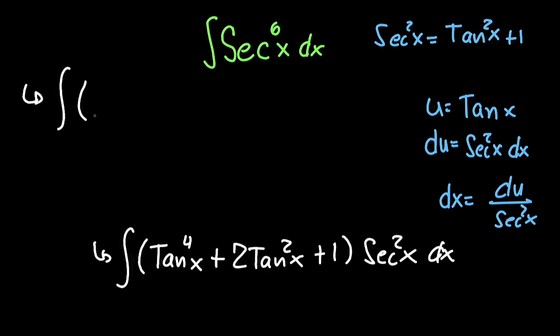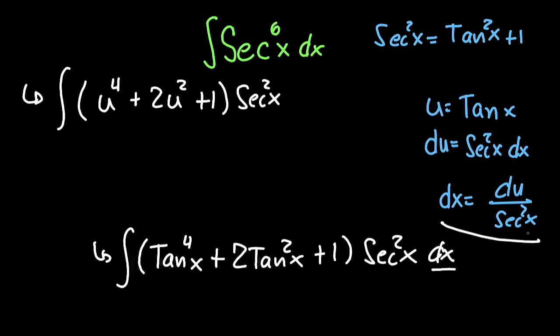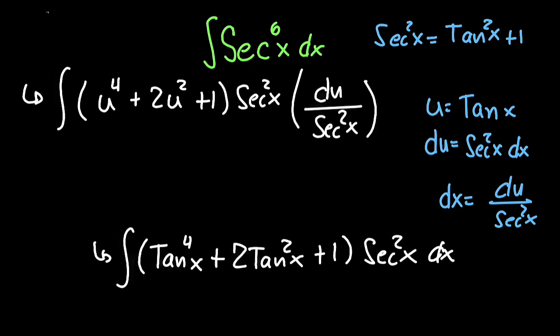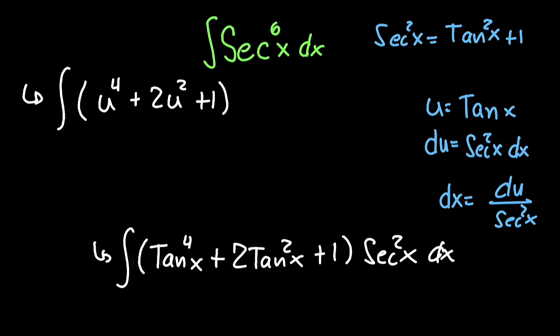This would be the integral of tangent to the power of 4, which is u to the power of 4, plus 2 times tangent squared of x, which is u squared, plus 1, multiplied by secant squared of x, and dx here is equal to du over secant squared of x. You can see here that secant squared x cancel each other out, which leaves you with this expression.